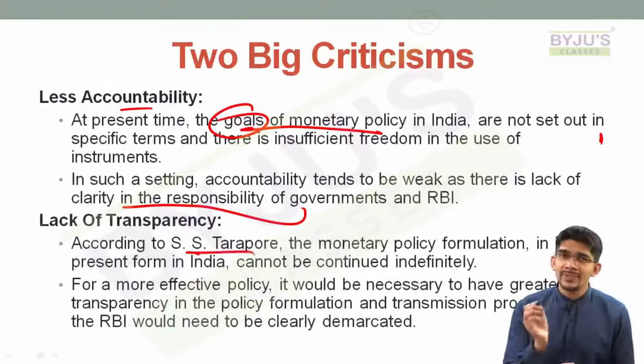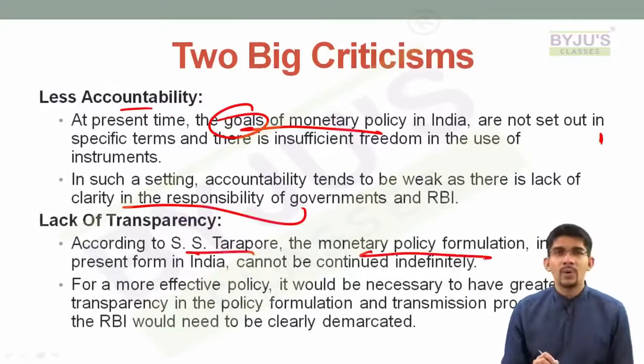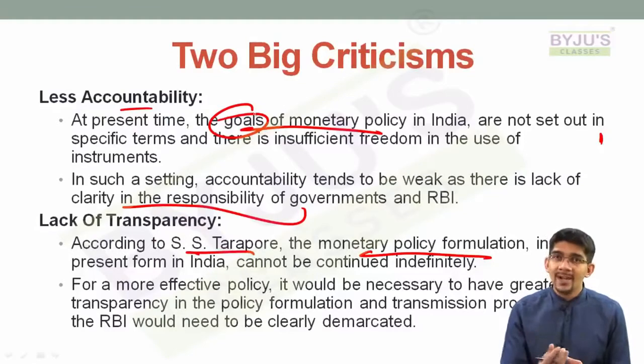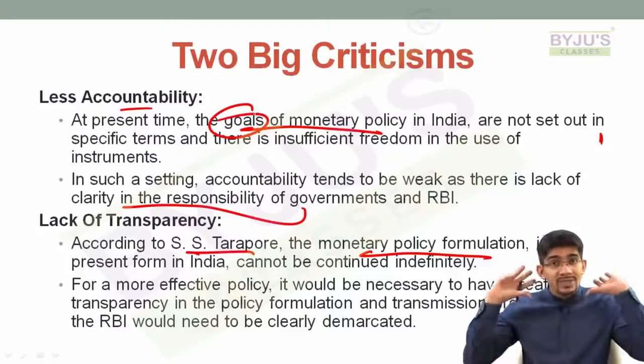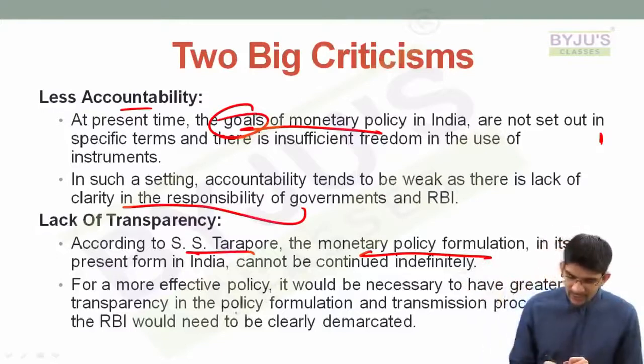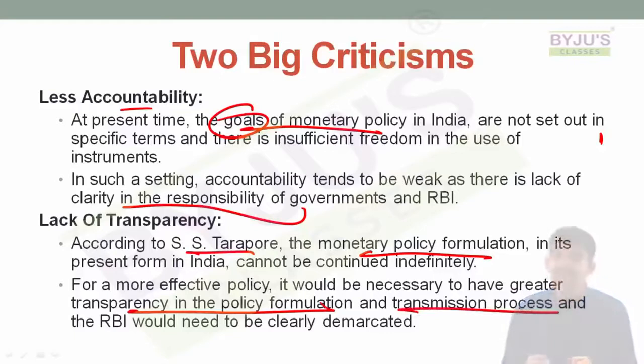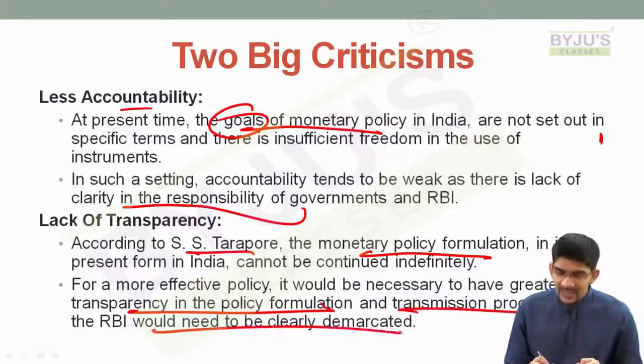The SS Tarapore committee was very clear that the current monetary policy formulation in this country cannot be continued indefinitely because there's a lack of transparency about goals, a lack of transparency about why they were not achieved, and a lack of transparency about the thinking behind things. So they said we need greater transparency in policy formulation and in the transmission process, how the policy reaches the final goal, which is through the intermediate targets. And this has to be clearly demarcated.